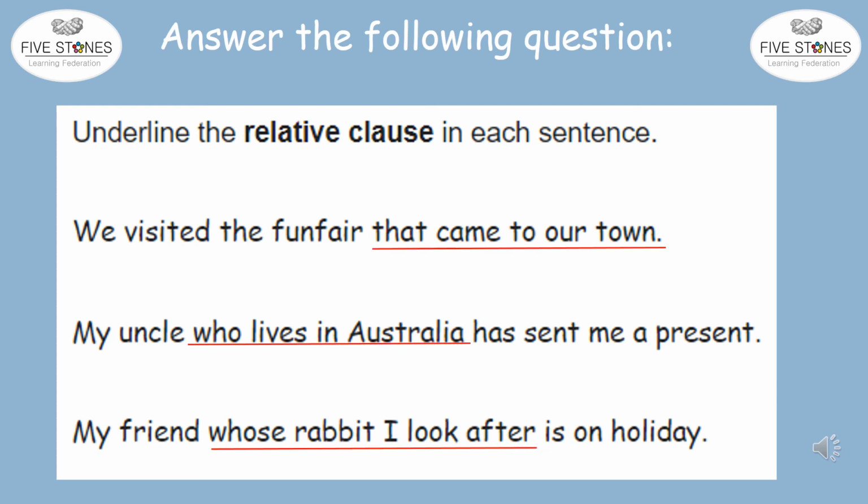That's fantastic. Well done. In the first sentence, you should have underlined that came to our town. It refers to the fun fair. In the second sentence, you should have who lives in Australia. It refers to the uncle. And in the final sentence, you should have underlined whose rabbit I look after. Well done, everybody.